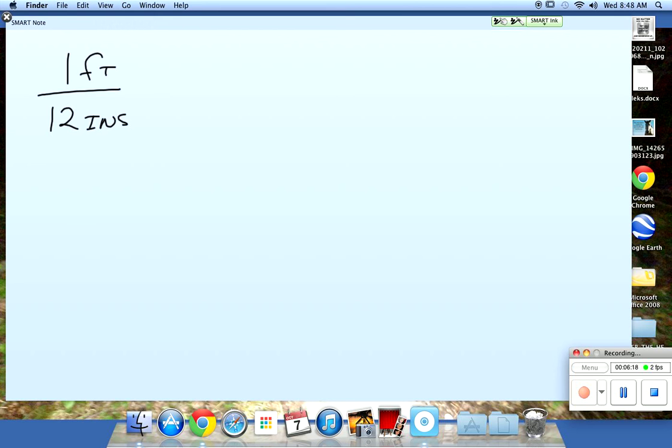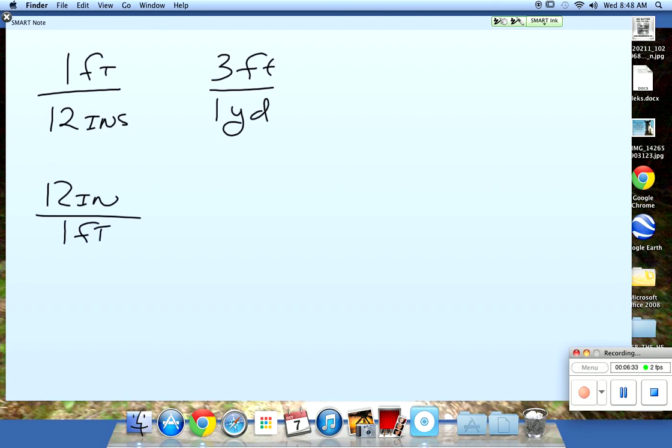For every 3 feet, there's 1 yard. All right? Now, can I switch those around? Yes, I can. I can say 12 inches for every 1 foot, and I can also say 1 yard for every 3 feet. Conversions can be flipped around and used any way that we want to make them work for what we're trying to do.